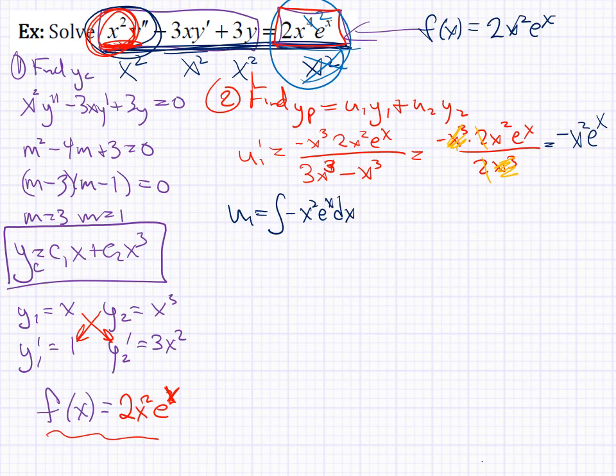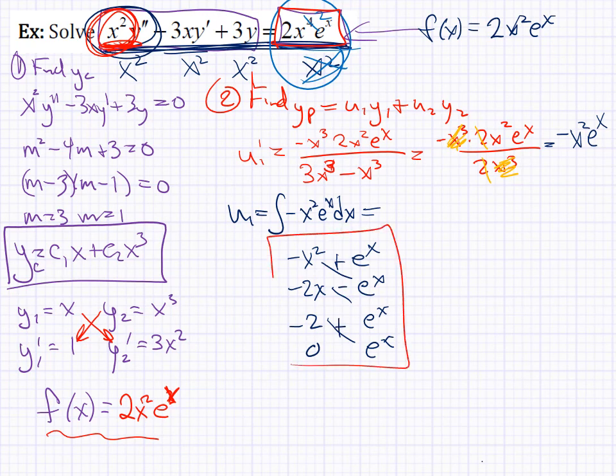We'll do that by parts, but we can use the tabular method to get that answer, in which case we're going to say negative x squared and e to the x are our u and our dv. So we'll differentiate: negative 2x, negative 2, 0. This will be e to the x over and over again. Match them up on the diagonal, plus, minus, plus. And this is all your integration by parts from Calc 2 in the tabular method. Use that to put the answer together, which we would then get, what, minus x squared e to the x plus 2x e to the x minus 2 e to the x. So there's u1.